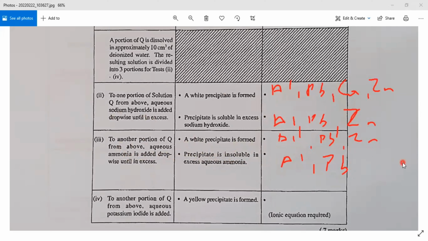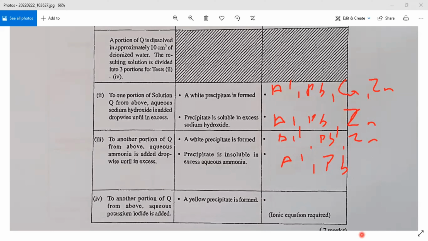The good thing is this. There is a specific test to determine if lead is present. All right, so you have two things now, aluminum and lead. If you can say lead is present, it means that it's not aluminum, clearly. Okay, so now what do they do? Down here, to another portion of Q from above, aqueous potassium iodide is added. A yellow precipitate is formed. Now, I can categorically tell you this right now. Once you add potassium iodide to our solution and a yellow precipitate is formed, it means that lead ions are present. Every time you do qualitative, that is the case.